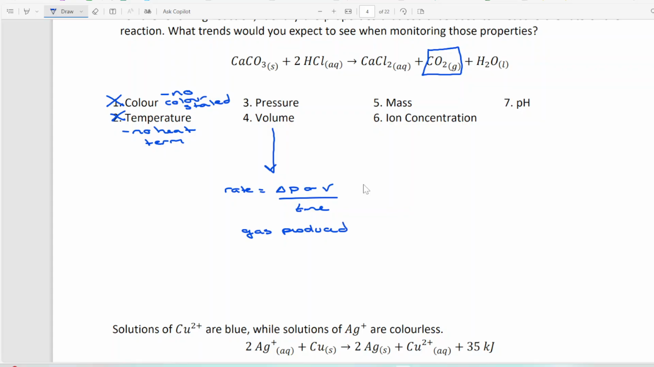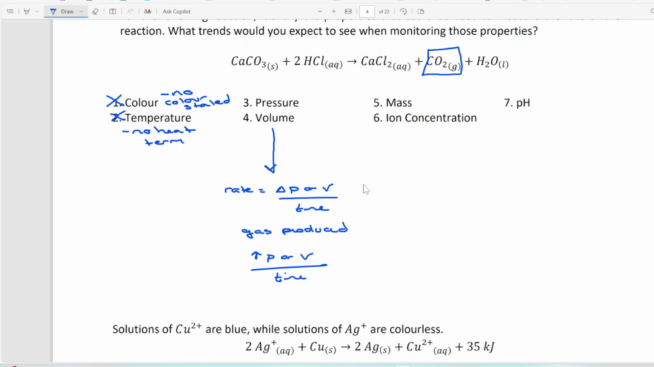Now, what would happen? You should have an increase in pressure or volume over time. Okay, so thinking about that video that you watched, you would just take it over specific times and measure the volume of water displacement or of pressure change.